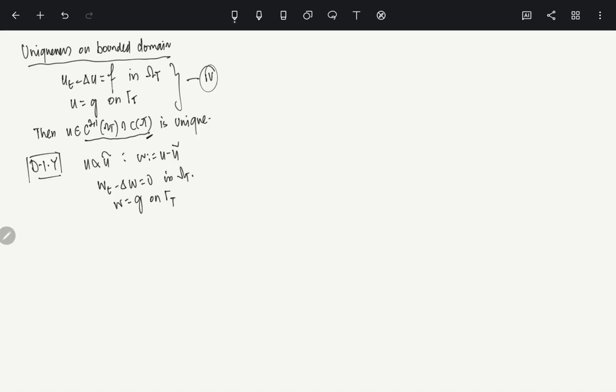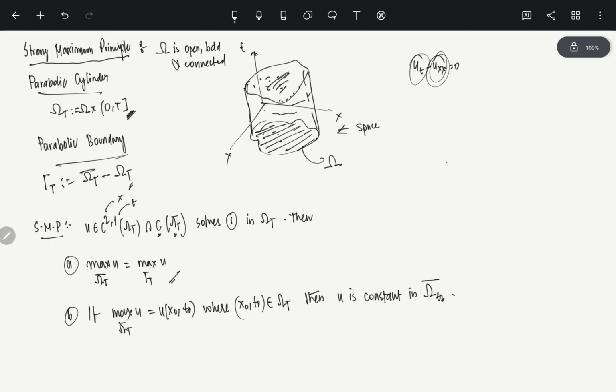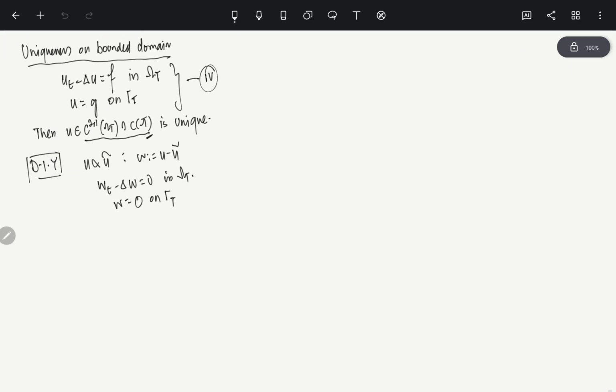I told you to do it yourself, but I am doing it myself. Now you can do it, right? I think use the strong maximal principle. So w equals g minus g, which is 0. So w_t minus Laplacian w equals 0, w satisfies the heat equation and w is 0 on the boundary. What does that say? It says that the maximum and the minimum are attained on the boundary. So what are the maximum and minimum? That is 0. So basically w is 0 everywhere. So basically u is equal to u tilde.